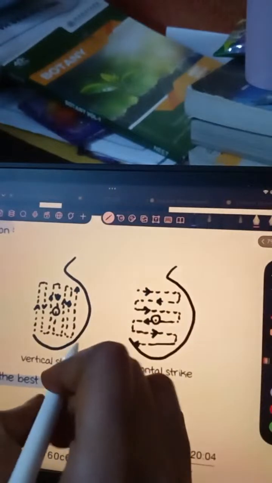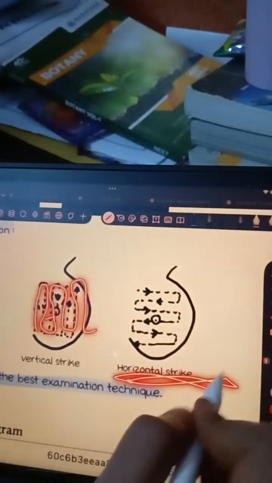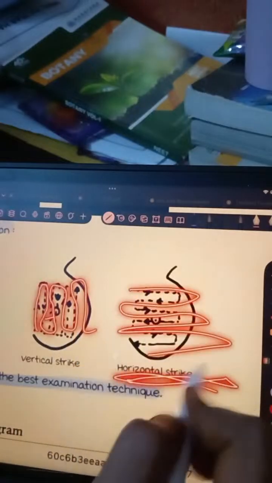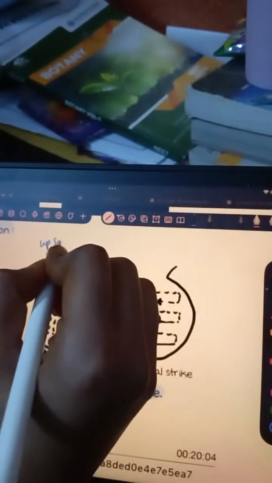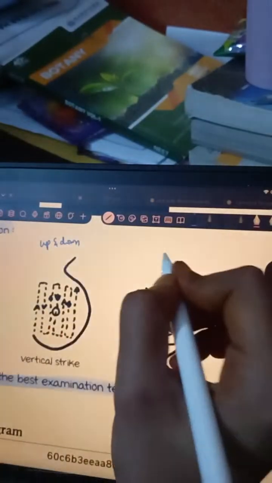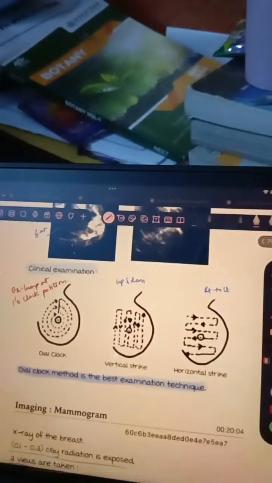Then we have the vertical strike position, where we go up and down, up and down. Then we have the horizontal strike position, right to left, right to left. So the dial clock method is the best examination technique and the best interpretation method.